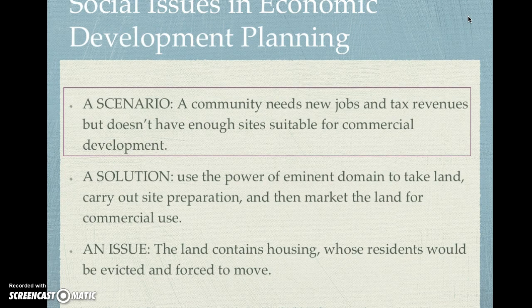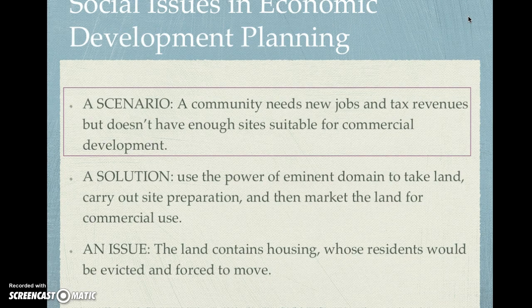So your city's in decline. You need new jobs. You need more tax revenues. You need someone to come in and build a whole new office building. Okay, so a solution, since you don't have enough sites available, you could use the power of eminent domain, take land, carry out site preparation, and market the land for commercial use. So it seems easy enough. Don't have enough land, go assemble it, sell it off.